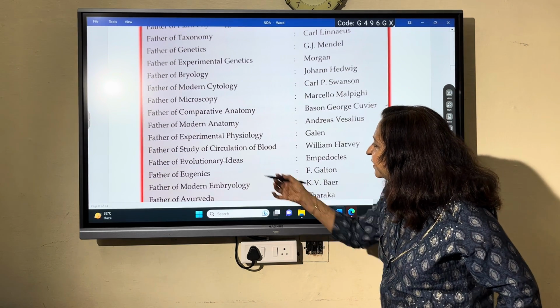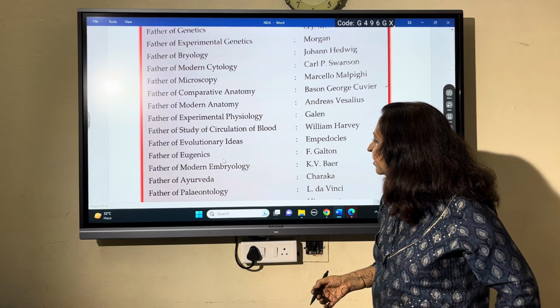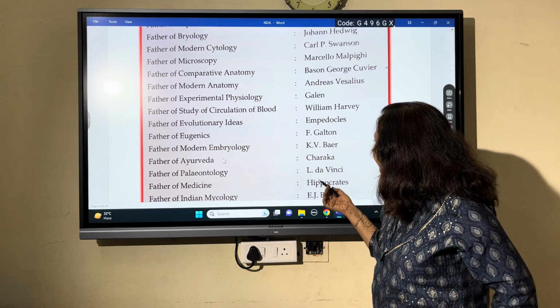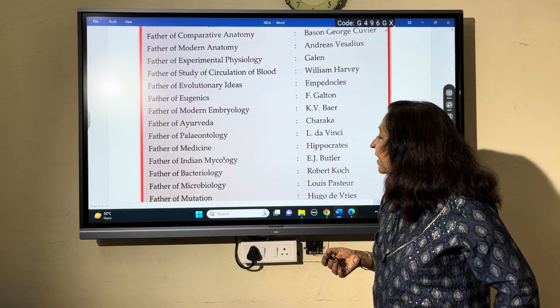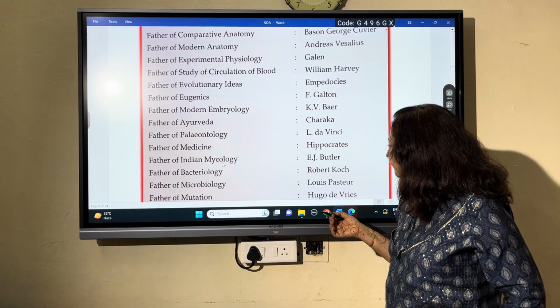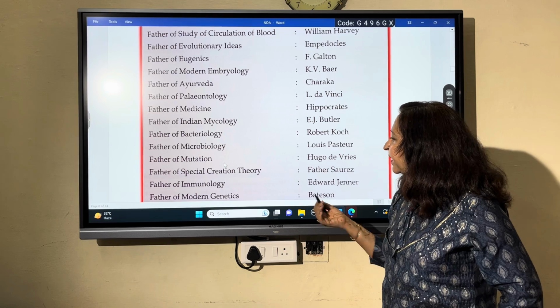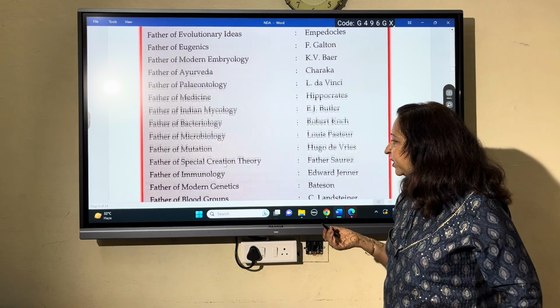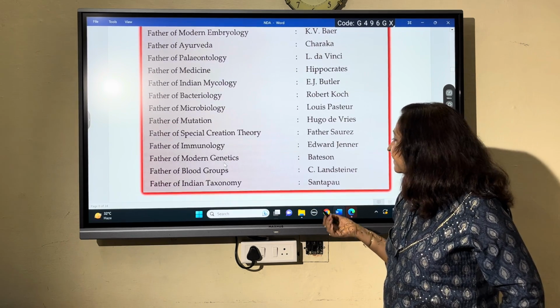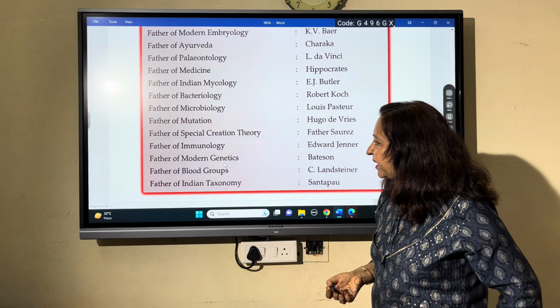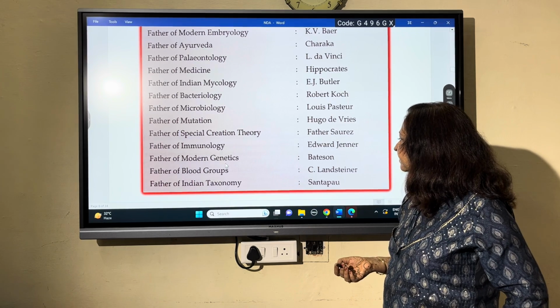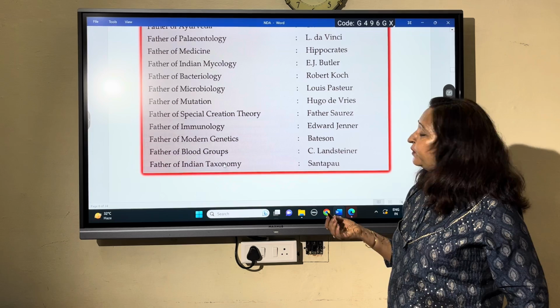Now father of eugenics is Galton. Father of Ayurveda is Charaka. Father of bacteriology is Robert Koch. Hugo de Vries is the father of mutation, we know. Edward Jenner is known as father of immunology. Landsteiner is known as father of blood groups. So this is also very important.